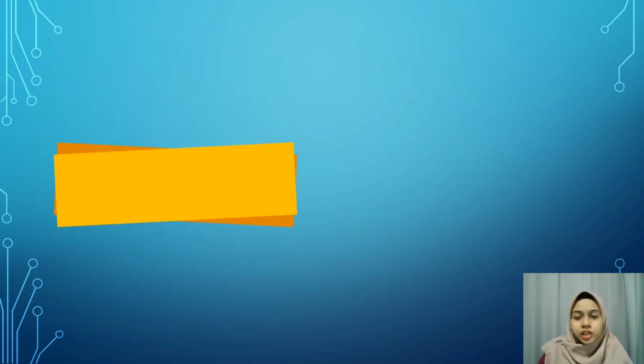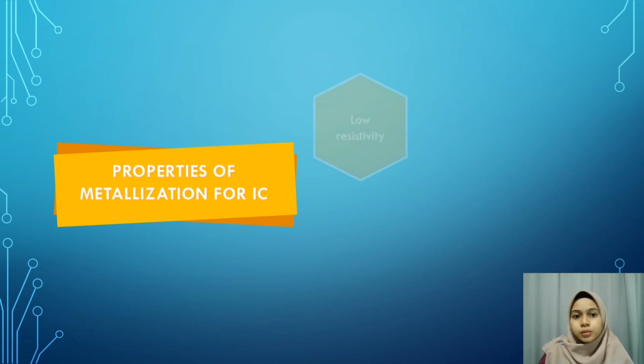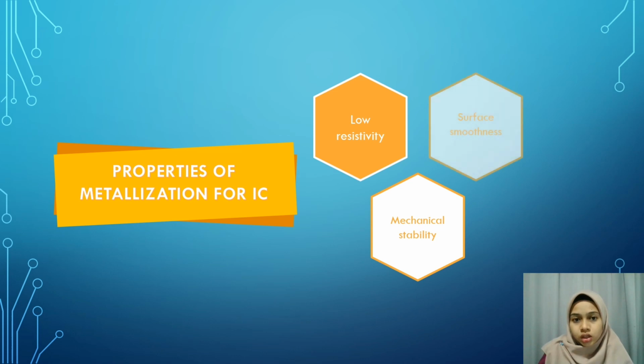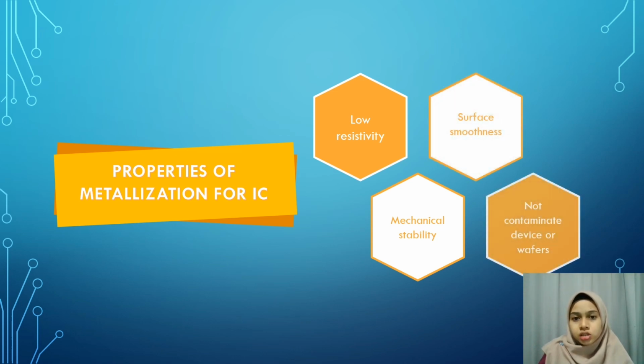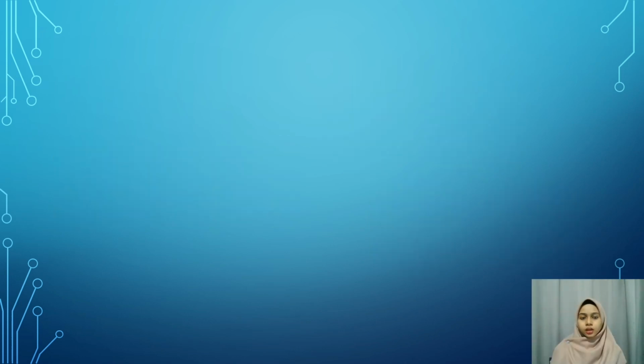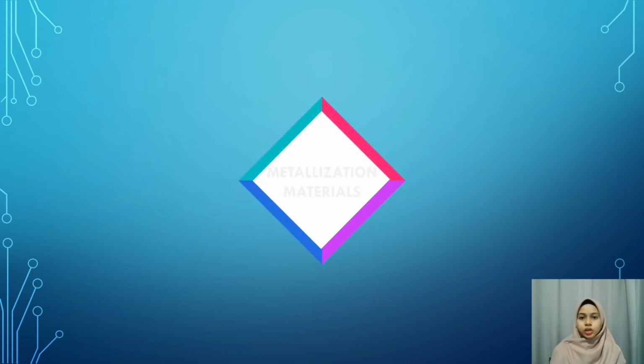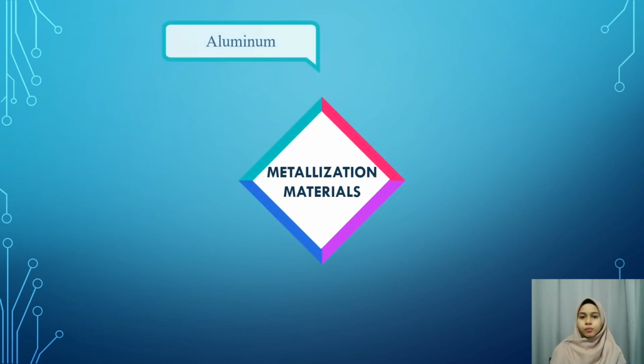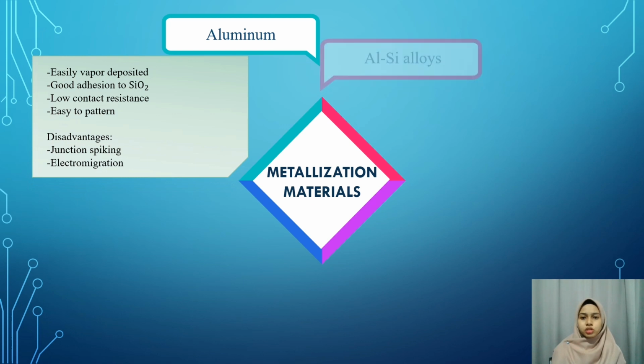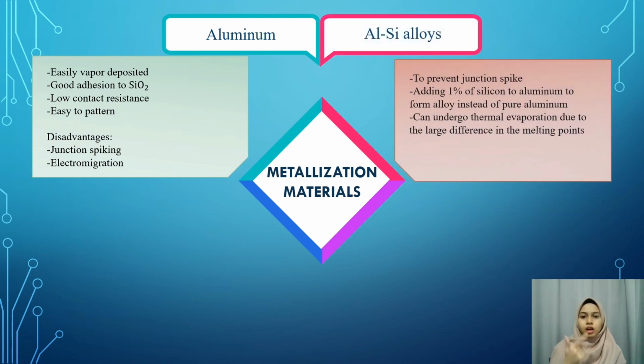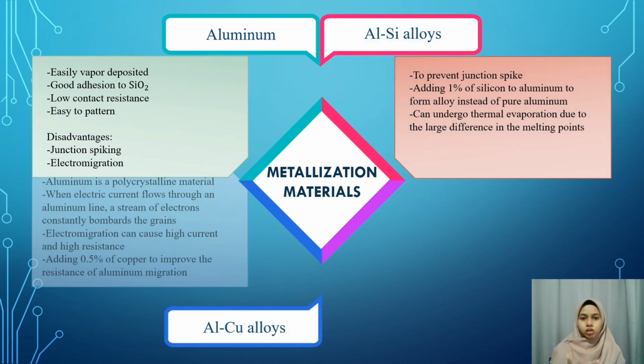In selecting the material for the metallization, there are some desired properties for the process, which are low resistivity, mechanical stability, which is good adhesion and low stress. Next is surface smoothness, and also it should not contaminate devices or wafers. Thin aluminum is the most widely used material for metallization, but other materials can also be used such as aluminum silicon alloy, aluminum copper alloy, and also pure copper.